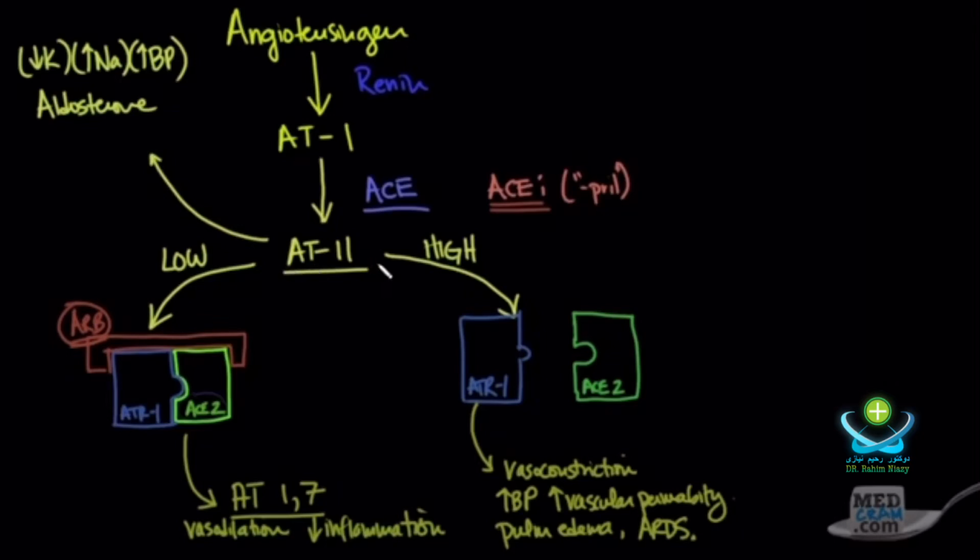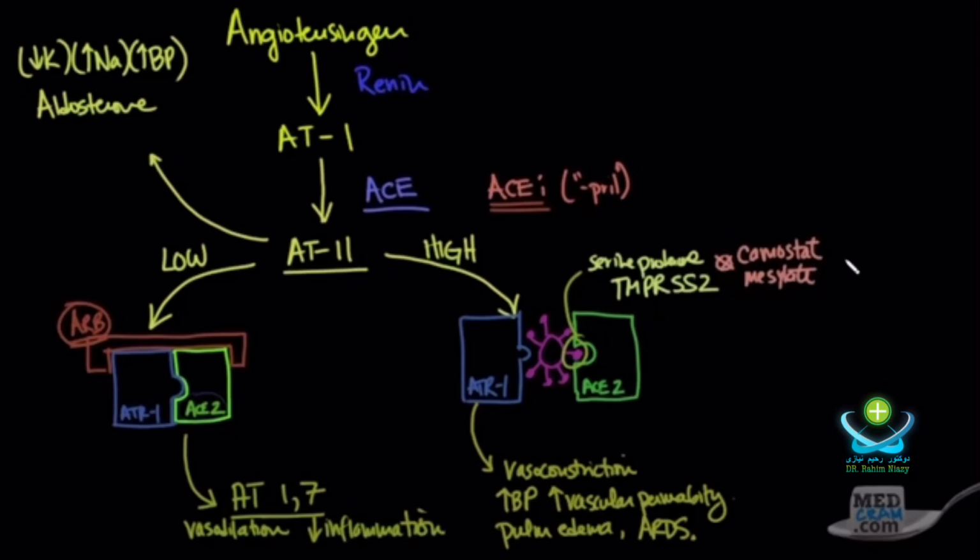Furthermore, when there's high angiotensin II, the hypothesis is that this opening in ACE-2 allows for the coronavirus with its S protein to bind to ACE-2. This binding here also requires something called a serine protease, known as TMPRSS2. Now that can be inhibited with something called camostat mesylate, and that is undergoing trials right now. Interestingly, when you have high levels of AT2, this entire complex can get degraded into lysosomes.